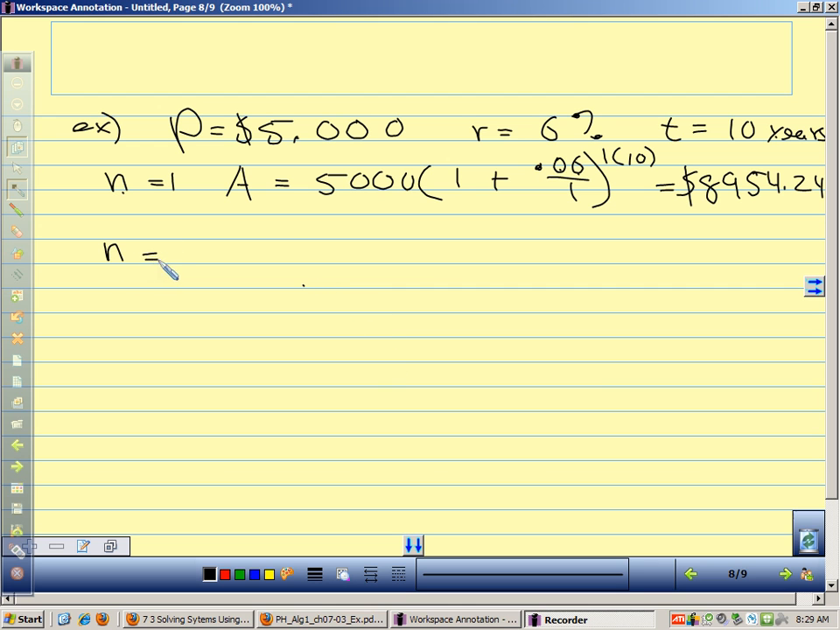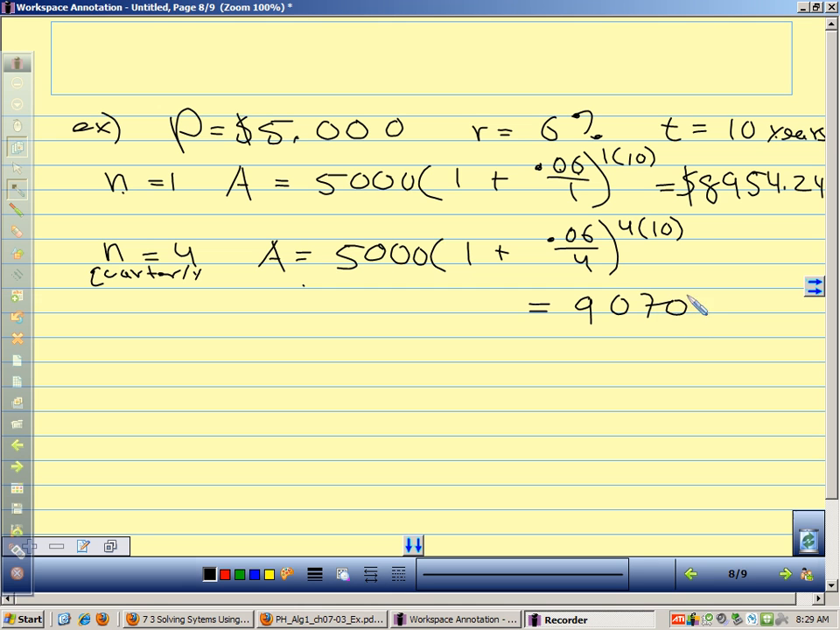If n equals 4, this is quarterly. So our interest is compounded quarterly. My amount is going to be 5,000 times 1 plus 0.06 divided by 4, to the 4 times 10. And if we calculate that out, you should get 9070.98.